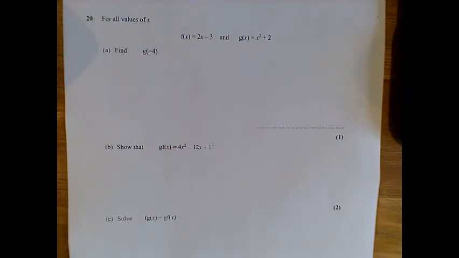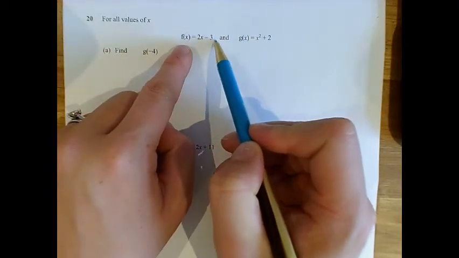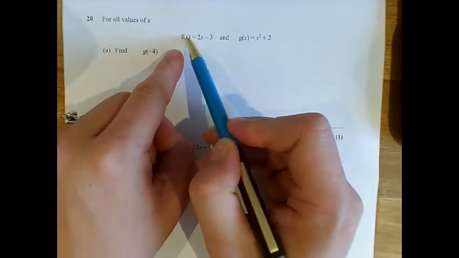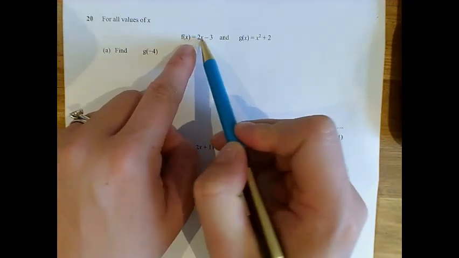Okay, and last but not least, we have question 20, which is functions. Now, functions, basically, if you remember, like function machines, they take an input and they give you an output. So when I say f of x is 2x minus 3, that means whatever we make x, if it was f of 2, for example, we would do 2 lots of 2, take away 3.